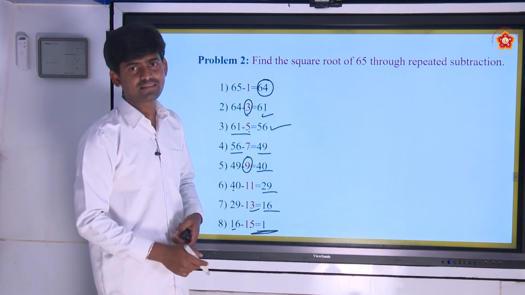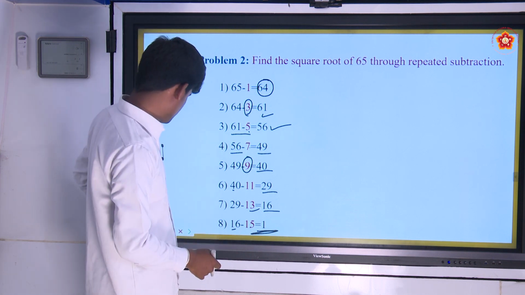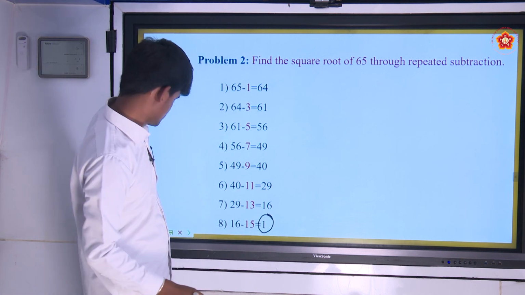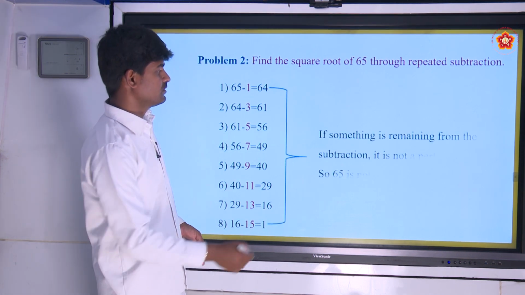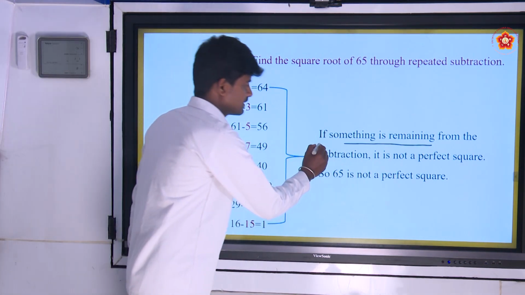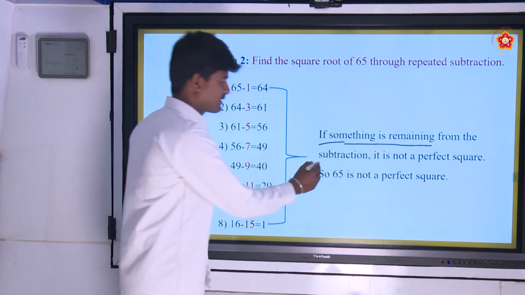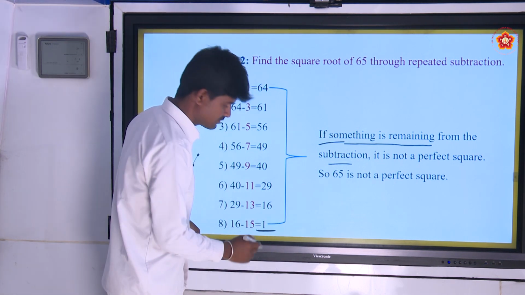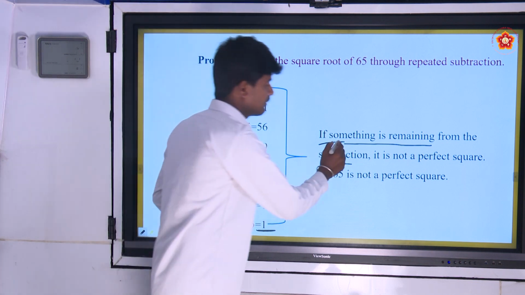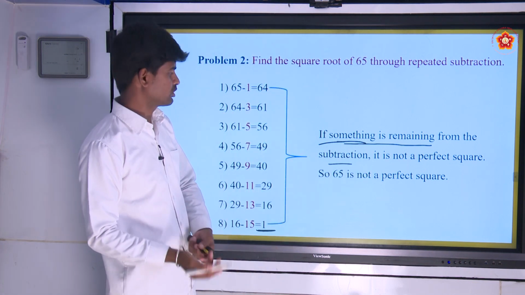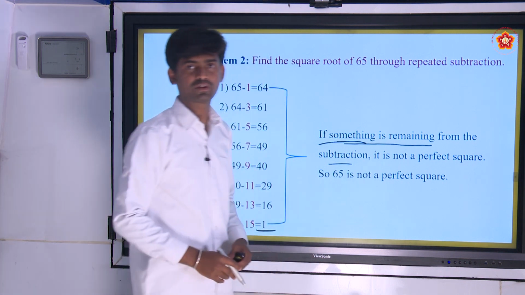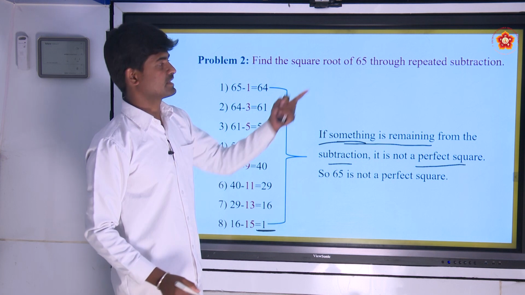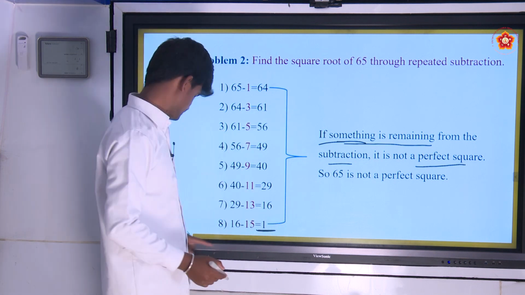We did not get 0, and we cannot continue, as we obtain 1 here. So if something is remaining from the subtraction, it is not a perfect square. See, here the remainder is 1. If something is remaining, it may be 1 or 2 or whatever it may be, it is not a perfect square. So 65 is not a perfect square.